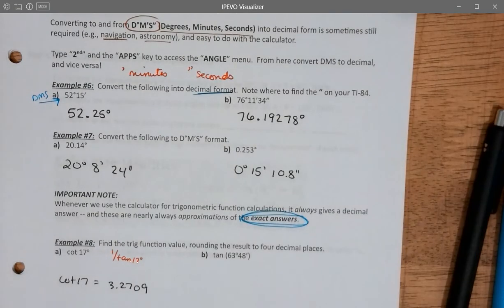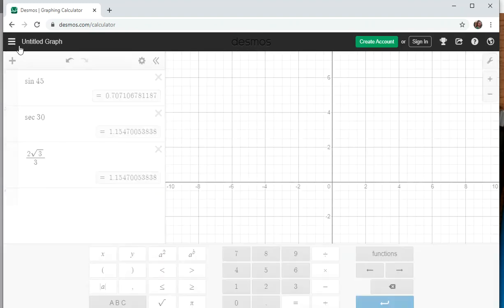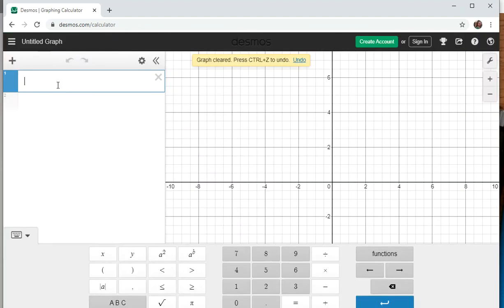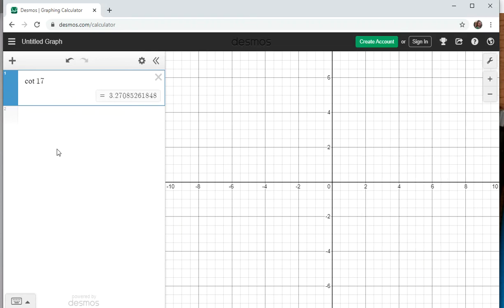Now, I can, in Desmos, just type that in. The cotangent of 17. Oh, did I forget? I opened a new blank graph. I forgot to turn it into degrees. The answer was different for a second because it was in radians. But now that I'm in degrees, same answer, 3.2709. And I can just type cotangent there.